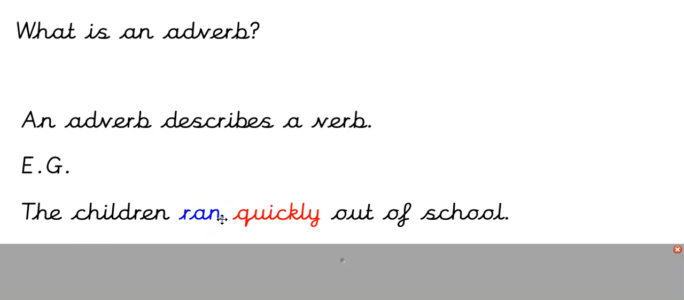Okay, so once I have identified my verb, I can then identify my adverb because remember, the adverb describes the verb. So we're going to describe how the running is being done. So if I look at the rest of my sentence, the children ran quickly out of school. The adverb there that is describing how the running is being done is quickly because they are describing how the children are running out of school. So they are running quickly out of school. They could have also been running slowly out of school. They could have been running speedily out of school.